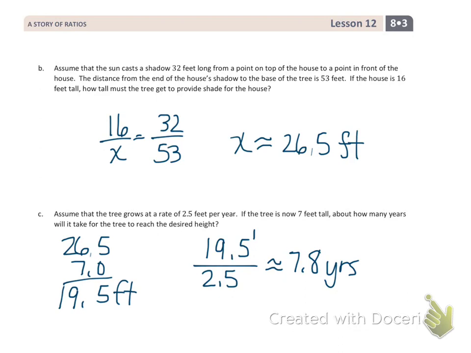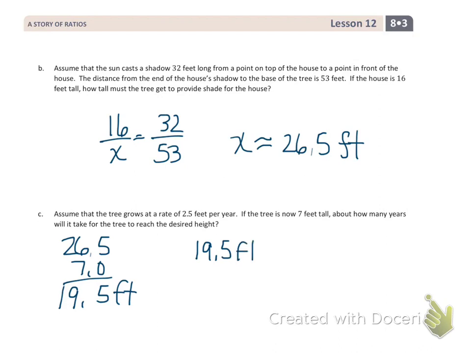Okay, I want to show you one more thing with this last problem. If you weren't sure what operation to do there, I like always carrying units along. So here's a way you could do that with units. So I'm starting with 19.5 feet, and my answer is going to be in years. And so I have this rate right here. 2.5 feet per year relates feet and years.